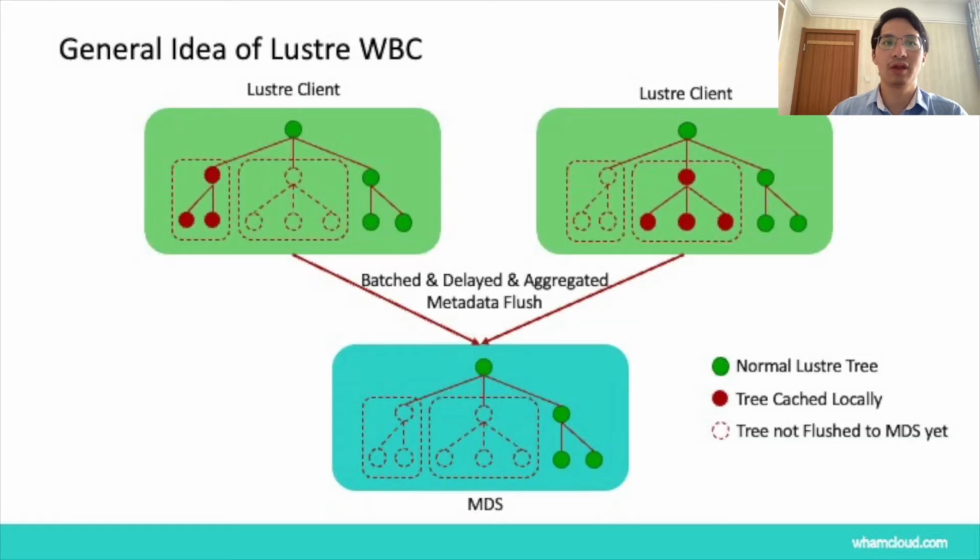So this diagram shows the general idea of Lustre writeback cache. Lustre has a lot of clients. Each client might cache different parts of the directory tree, and when these files are cached in writeback cache, the tree will be purely controlled by the local client, and no RPC will be sent to the MDS. The cached tree will not be flushed to the MDS until a remote client is accessing the tree, and the flush will be batched, delayed, and aggregated. That is the major reason why metadata performance can be accelerated by this new feature.